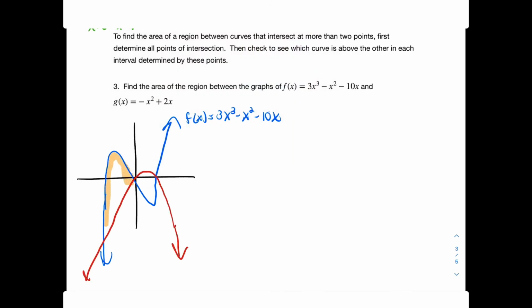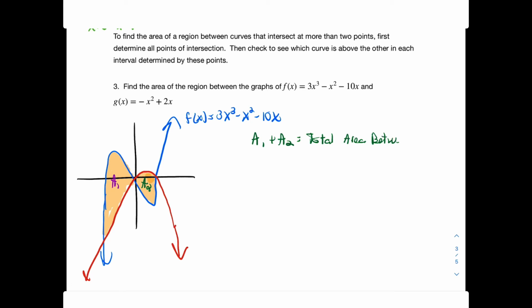So notice that when I do this, I have formed two areas between these two curves. I'll label this first area A1, area 1, and the second area, area 2. Now what we're going to do to find our total area between these two curves is find the area A1 and add area A2.